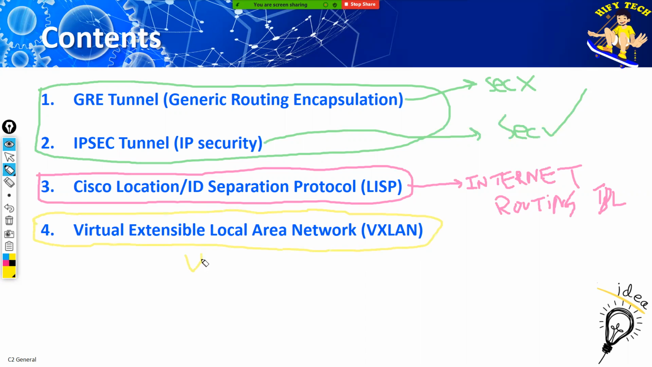VXLAN is like VLAN. It is the next form of VLAN. It has some advancement. So normal VLAN has 4094 IDs, but VXLAN can go up to 16 million tags. So these are the four topics that we will cover.